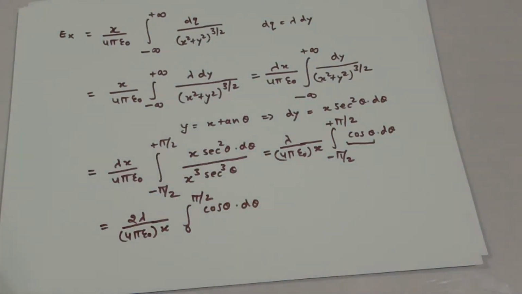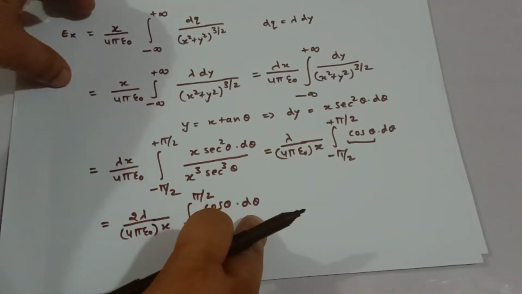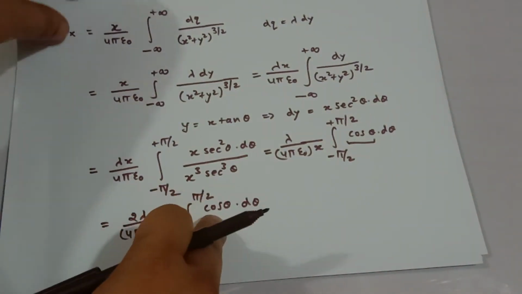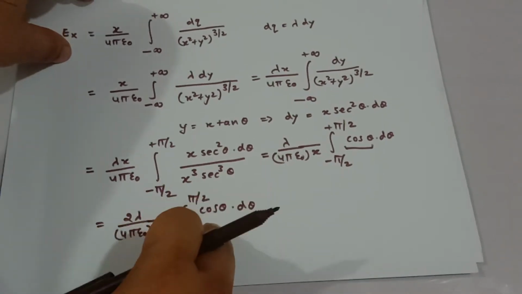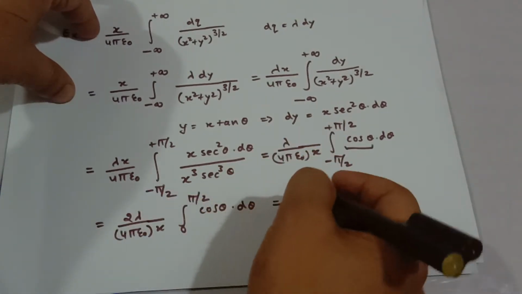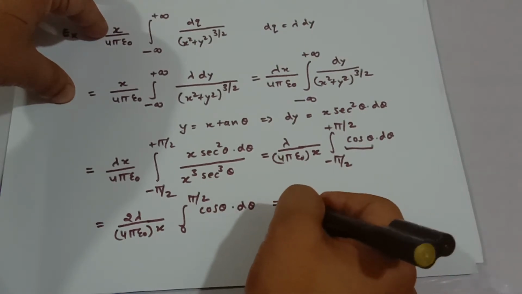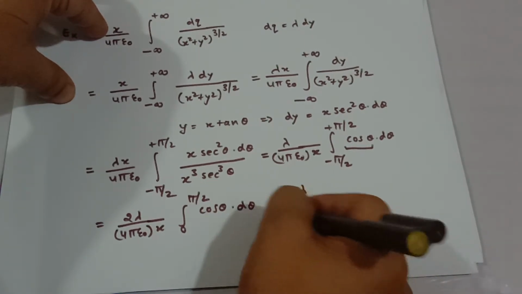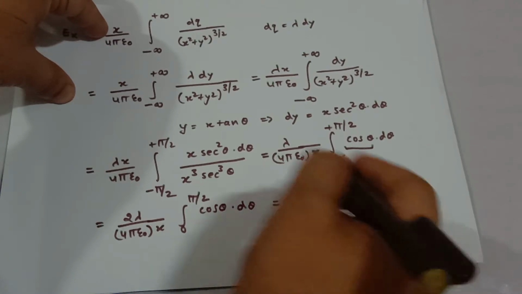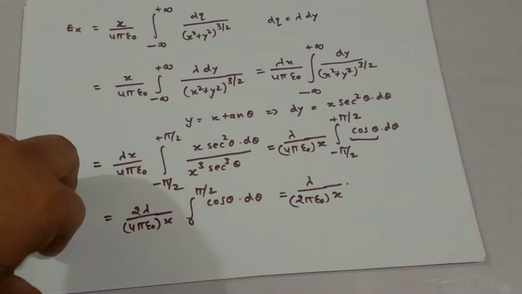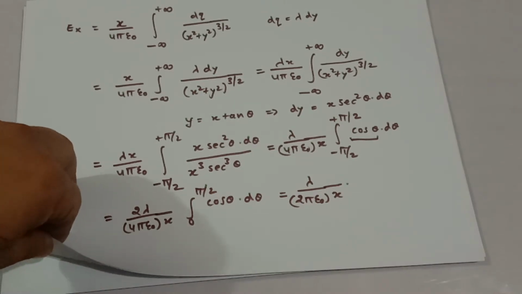Of course, the integration of cos theta d theta would become sin theta, and sin theta at pi by 2 is 1, and sin theta at 0 is 0, so that would become 1. So the answer should be lambda divided by 2 pi epsilon naught into x. So that is the expression for the electric field of an infinitely long uniformly charged rod.